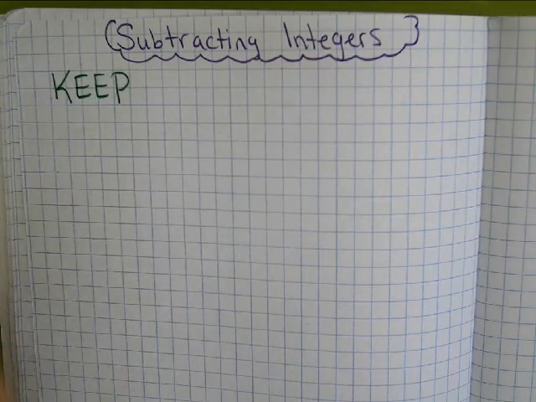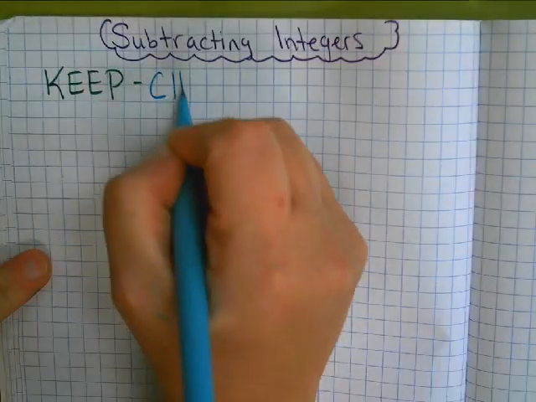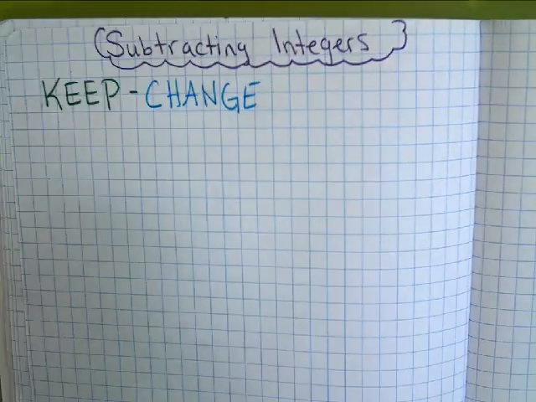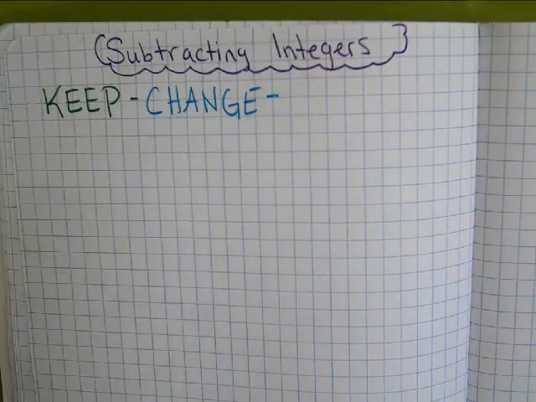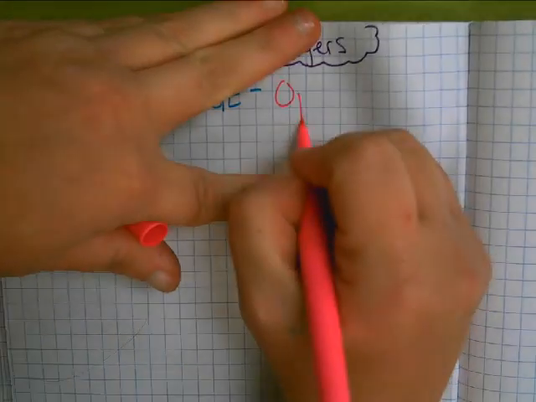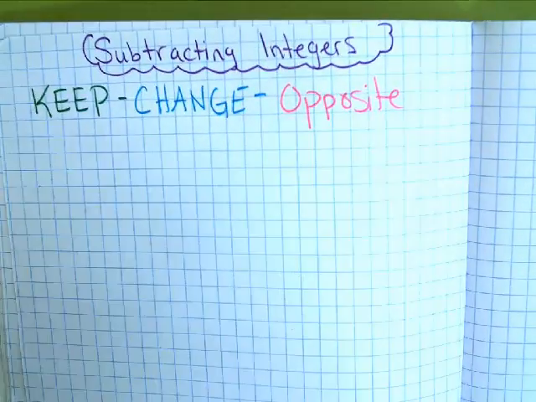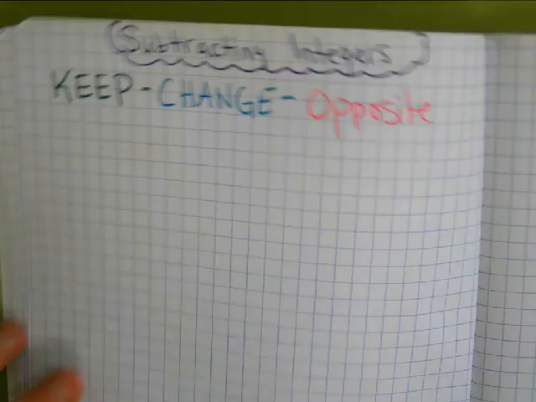Then we are going to change the subtraction to addition. And then we're going to take the opposite. So we're going to look at what each of these words mean. We're going to keep, change, opposite.